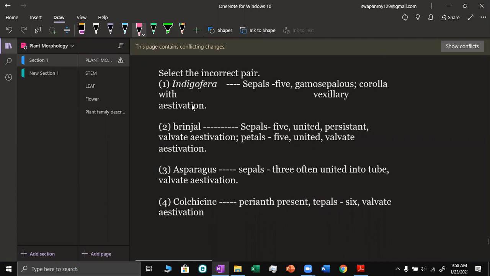Here again, select the incorrect pair. In this, what has been given, say this is indigofera, this one is brinjal, this is asparagus, and this one is colchicine. Say indigofera belongs to Fabaceae, brinjal Solanaceae. Asparagus is from Liliaceae. This is ornamental, as well as this asparagus has fasciculated root, so that is used as a decoration also.